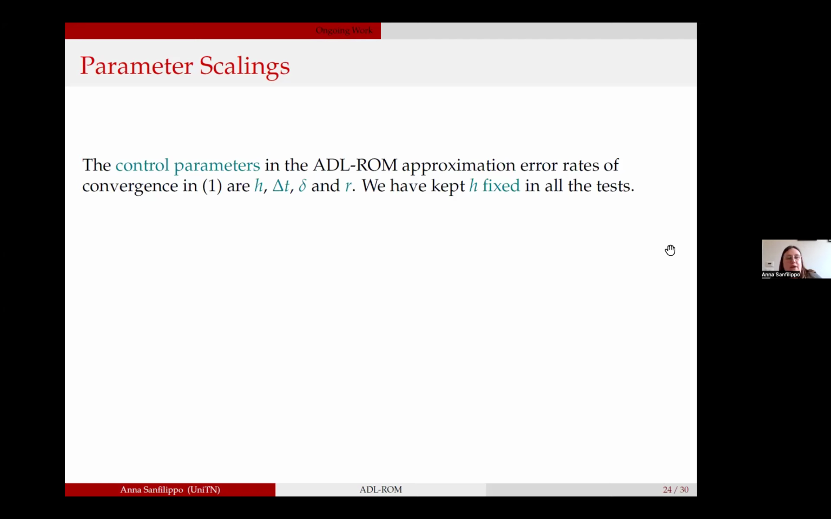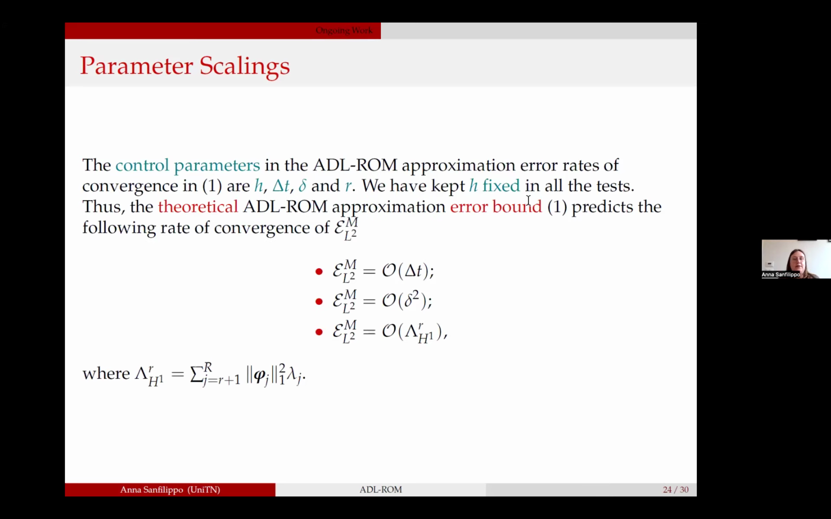So as I said, we have 4 control parameters that are H, delta t, delta, and r, the number of basis functions. But we didn't study H, we kept H fixed, so we only have 3 parameter scalings that are basically saying that the L2 error at the final time is linear in the time step and in the truncation error. That is this sum, and it means basically what we are neglecting by using only r and not capital R basis functions. And quadratic in delta, so in the radius of the filter.